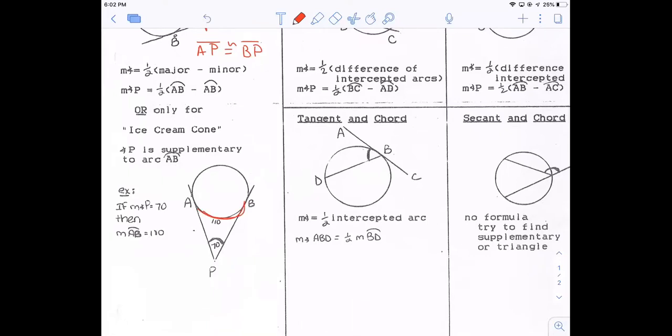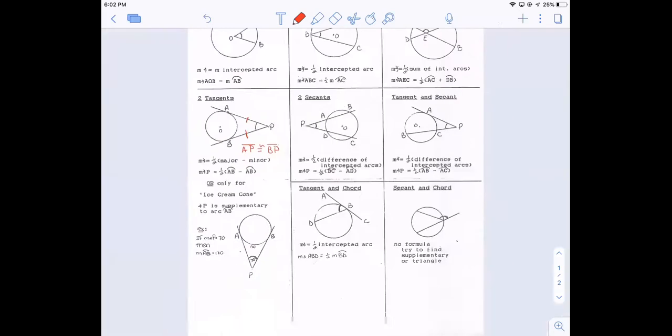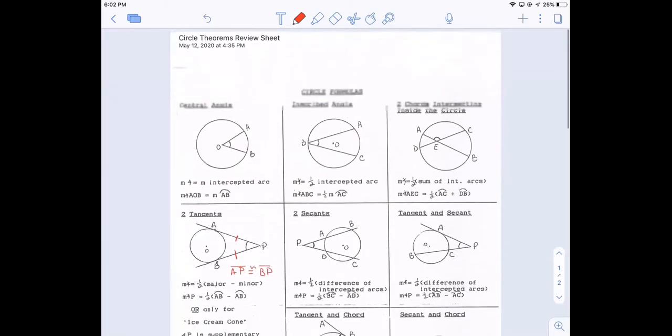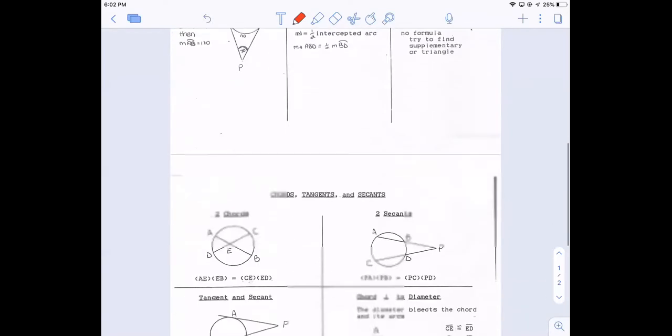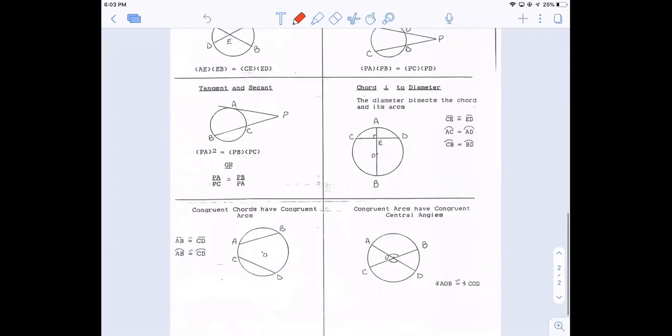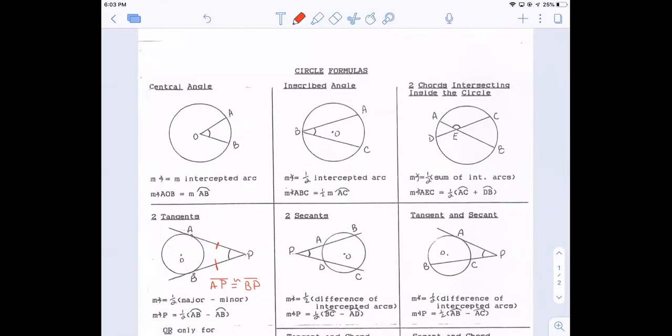So hopefully you are keeping a track or a list of all these theorems, but now we also have it over here. So let me know if you have any questions about any of these. I do probably want to do like another quiz, just all on circle theorems, but we got a little bit left of circles, even though we're done with all the theorems. And that's going to be it for today.